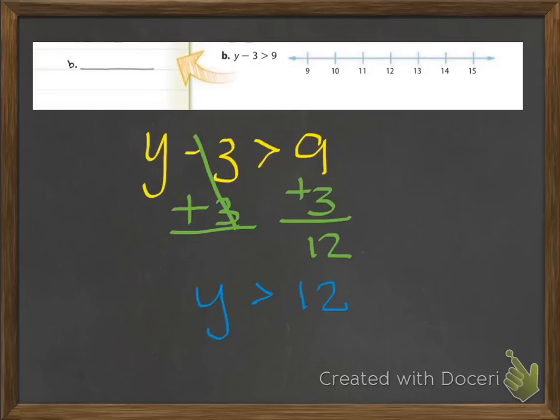So we're going to locate 12 on our number line here. And we're going to do an open circle. We're going to keep it an open circle because there's no line under the greater than sign. And then we are going to look and see which number, 13 or 11, is greater than 12? Well, 13 is, so that means we're going to draw our line going to the right.